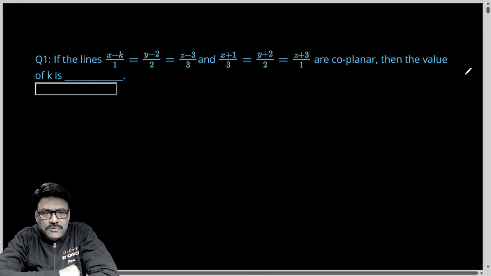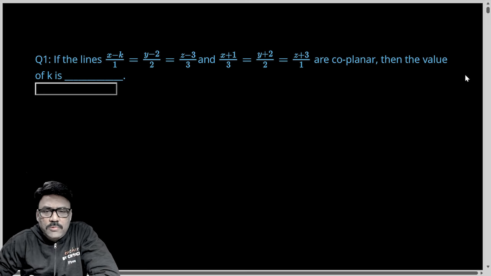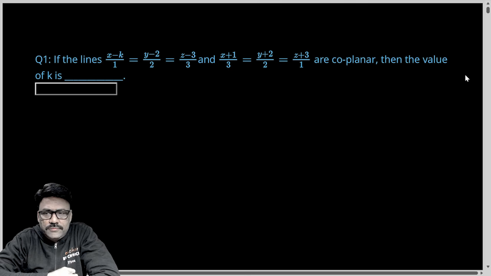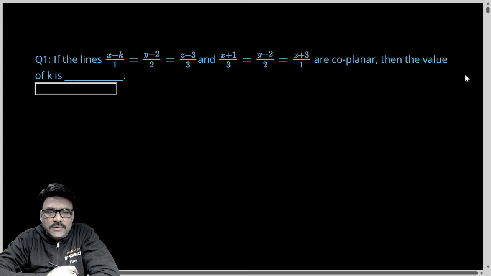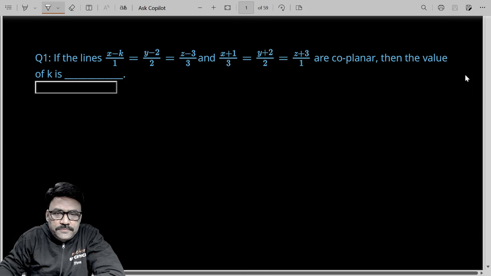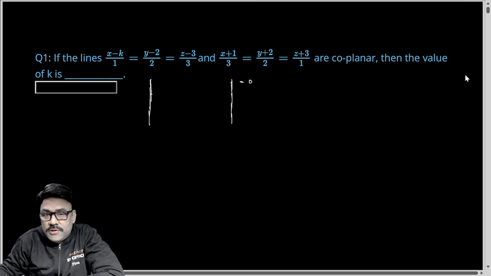So here is the question on your screen, and the question is from 3D. Two lines are given to you, and they are saying that these two lines are coplanar. So then the value of k is very easy. See, whenever two lines are coplanar or intersecting, what you do, you form a determinant and put this determinant equal to 0. Now, how will you form the determinant?